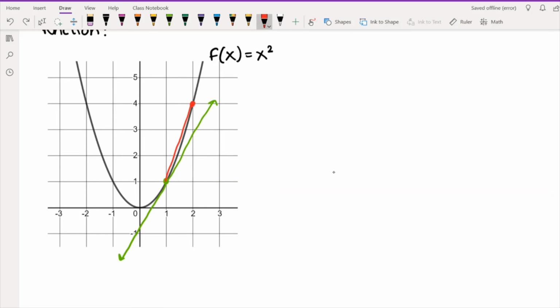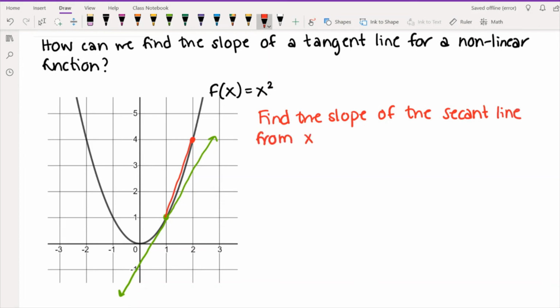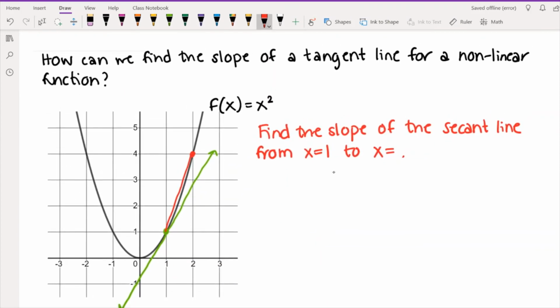So basically what we're going to do is we're going to find a series of slopes of secant lines. So we're going to find the slope of the secant line from x is equal to 1 to x is equal to, and I'm just going to leave this blank because we're going to do a few different examples. So the first one we're going to do is from x is equal to 1 to x is equal to 2. So how do you find the slope of a secant line?